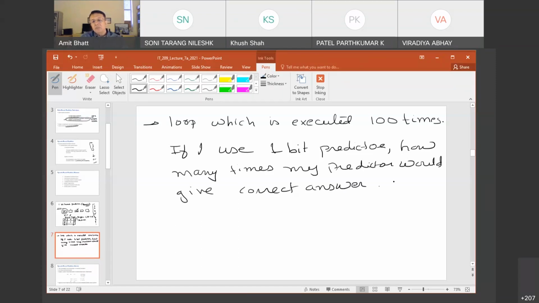And I'm assuming that you start with your predictor as not taken. Why? There's no particular reason, it's just a convention. So how many times will it be wrong? Two times. A couple of people say that it is going to be wrong twice.